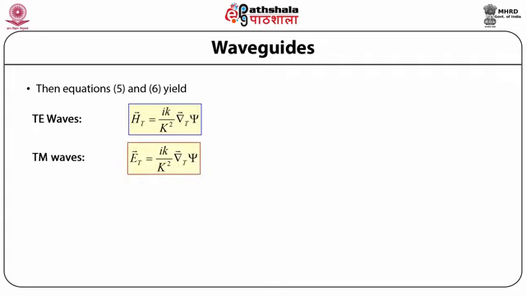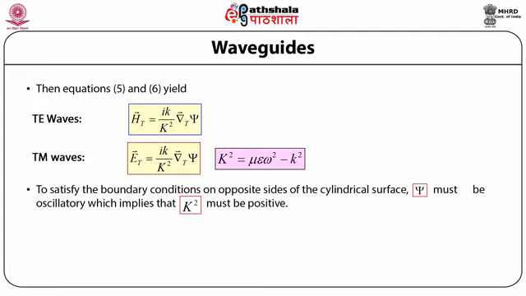And for the transverse magnetic waves, it is given as: the transverse component of the electric field is equal to iota times k by capital K square, times the transverse component of the del operator acting on the wave function psi, where capital K square is equal to mu times epsilon times omega square minus k square. And in order to satisfy the boundary conditions on the opposite sides of the cylindrical surface, the wave function psi must be oscillatory, which means that the capital K square that we have defined above must be positive.